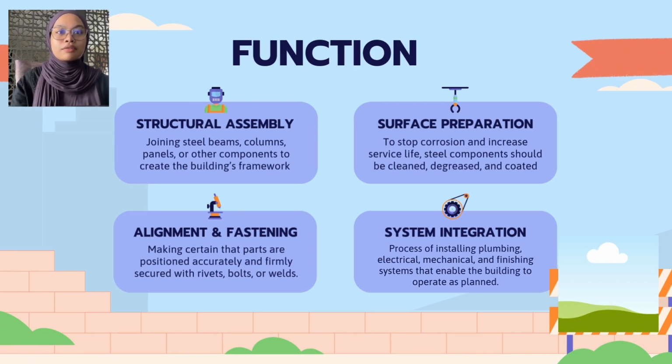Additionally, alignment and fastening will make certain that parts are positioned accurately and firmly secured with rivets, bolts, and welds. Lastly, we have system integration, which is the process of installing plumbing, electrical, mechanical, and finishing systems that enable the building to operate. Next, method of installation.